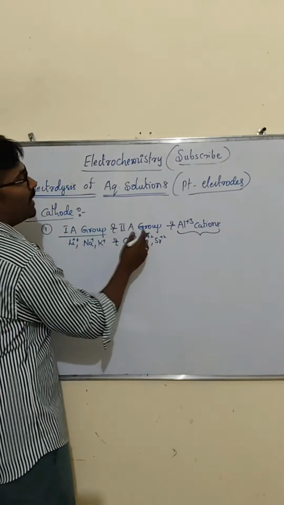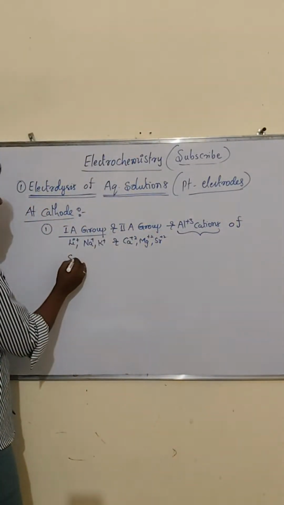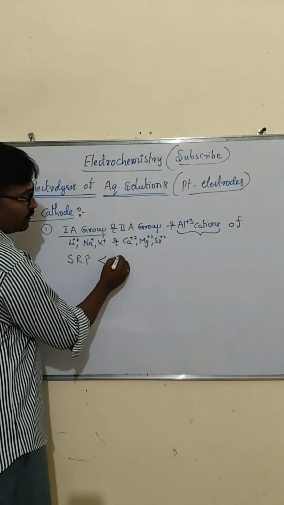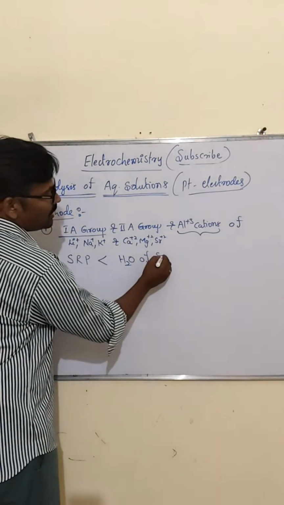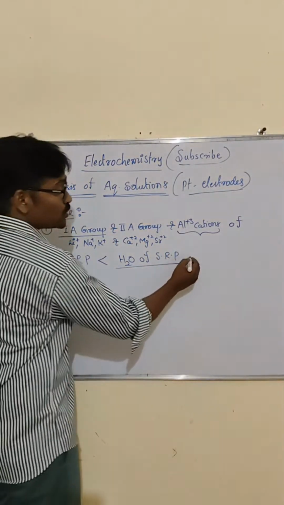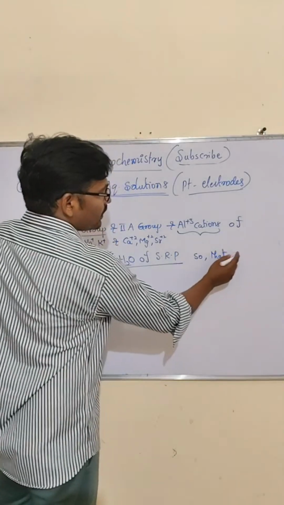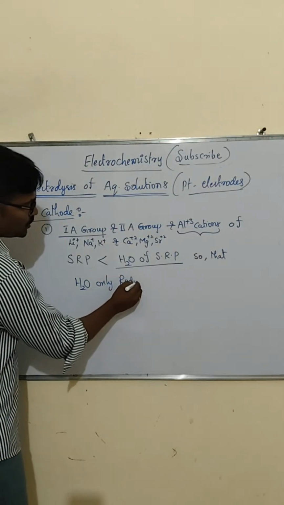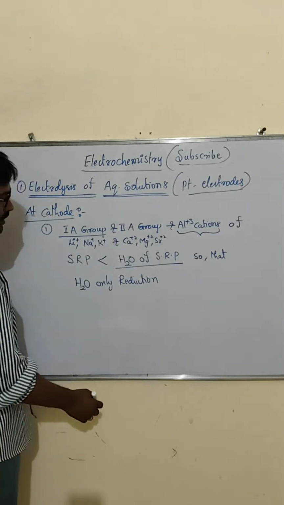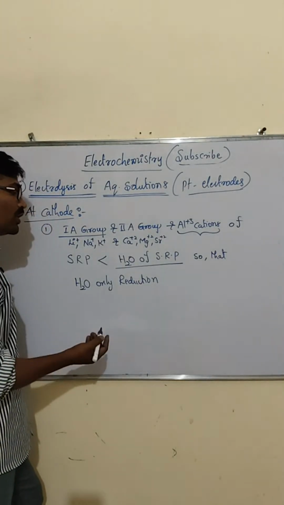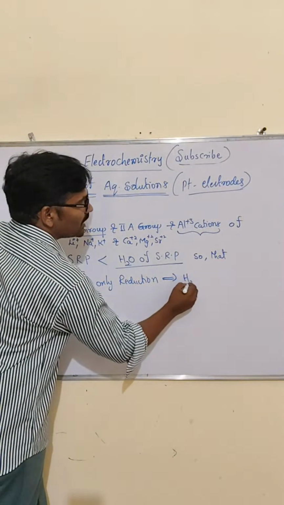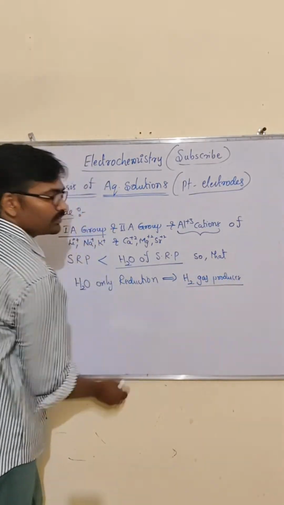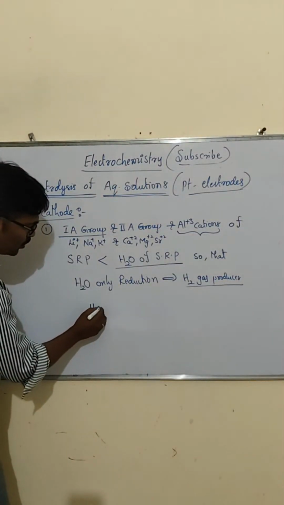Sir, why? Because the standard reduction potential values of these cations are less than the standard reduction potential value of H2O, so that H2O only reduction takes place. H2O నే reduction జరుగుతుంది. So how does H2O reduction take place? H2O reduction జరిగితే ఏం produce అవుతుంది? Hydrogen gas produce అవుతుంది.